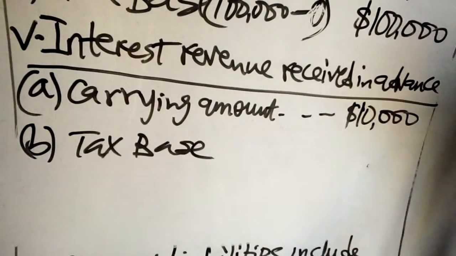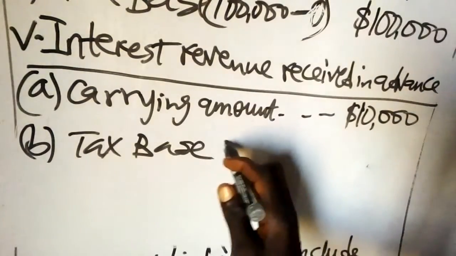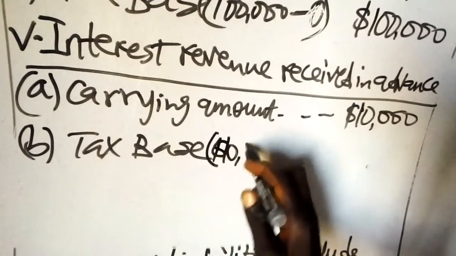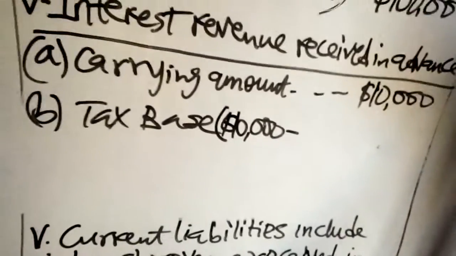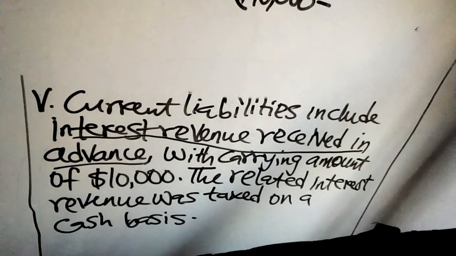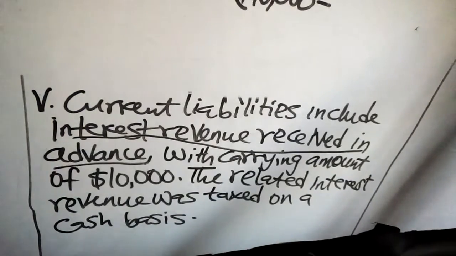Remember, the tax base of revenue received in advance is the carrying amount less the amount that will not be taxable in the future. That means you have the carrying amount, which is 10,000, minus the amount that will not be taxed in the future. Let's read the question. With a carrying amount of 10,000, the related interest revenue was taxed on cash basis. That means the related revenue has been taxed. So, how much will not be taxed in the future?